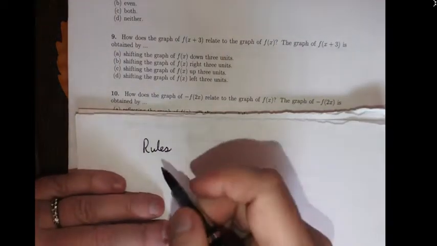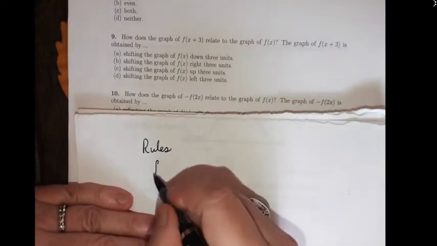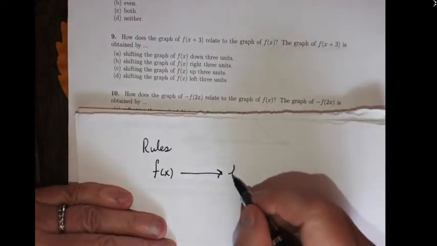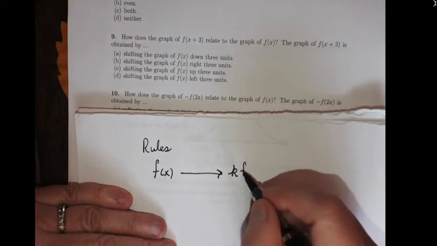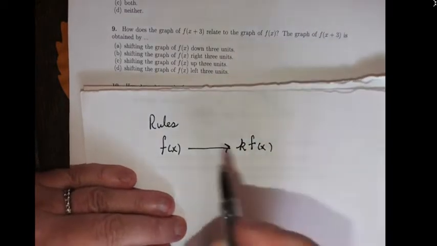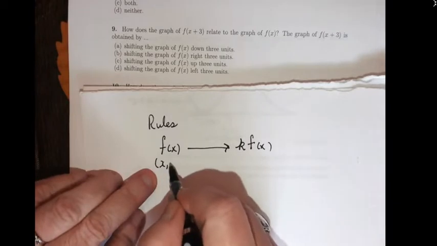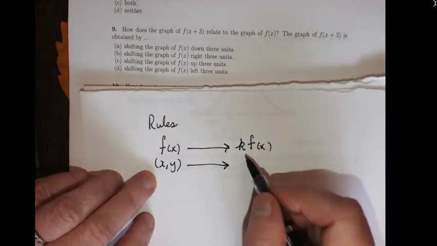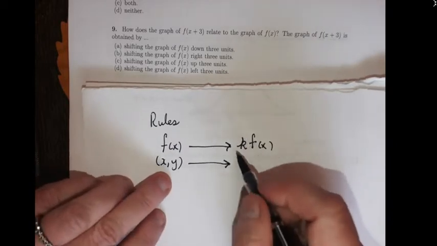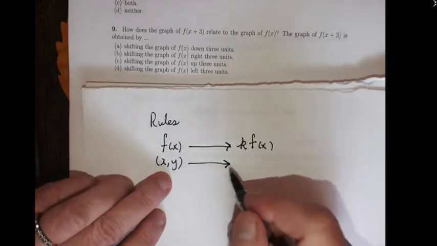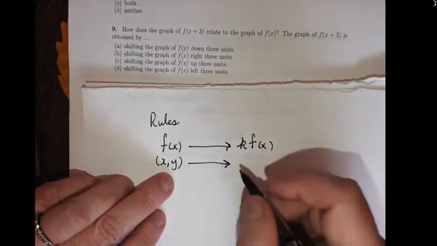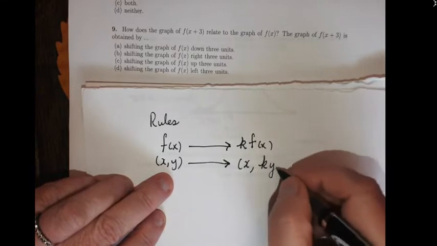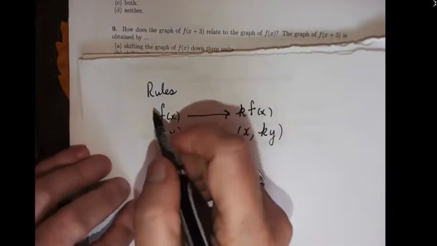if f of x is changed by multiplying something out the front, then your old point, x comma y, will be changed into a new point, and it will be found by multiplying the y coordinate by k. All right? So that's one rule.